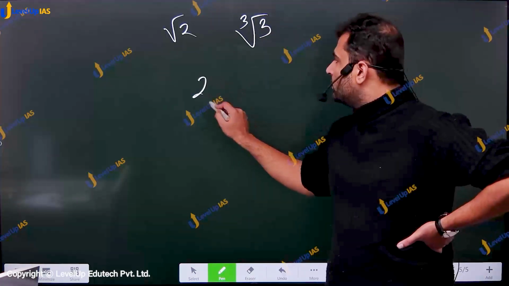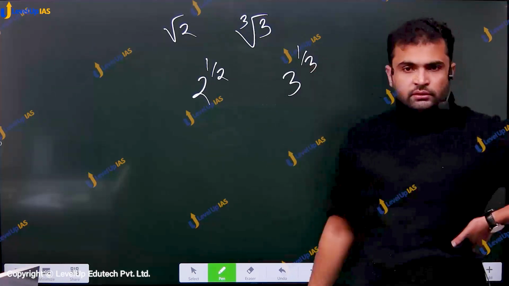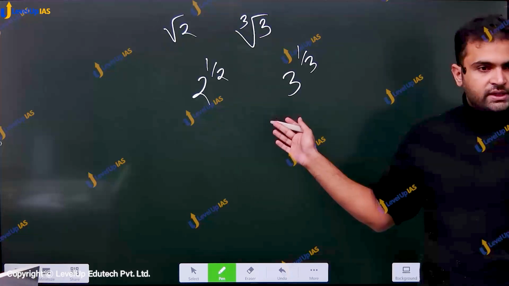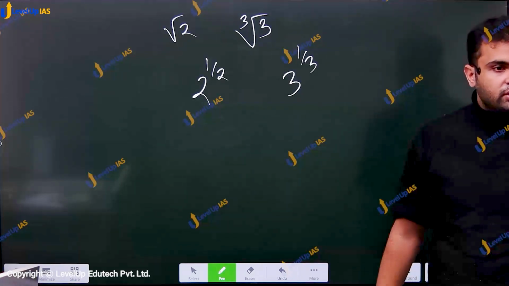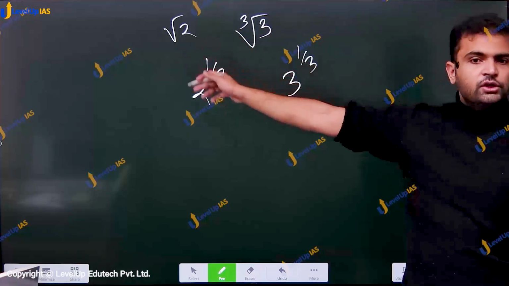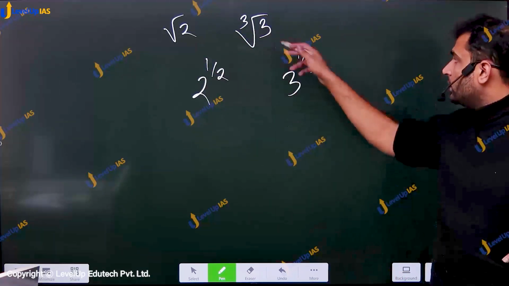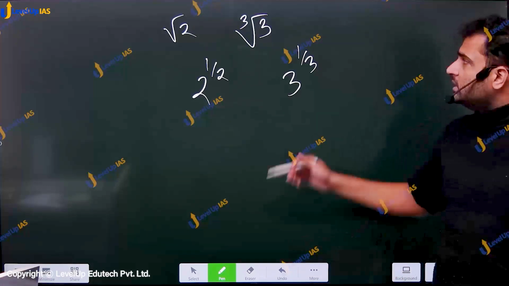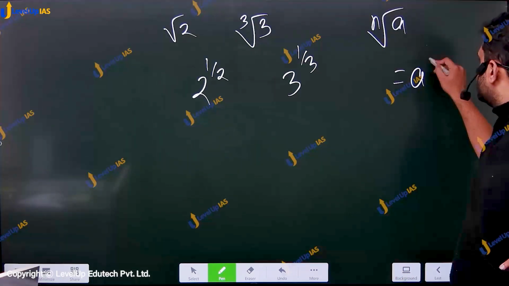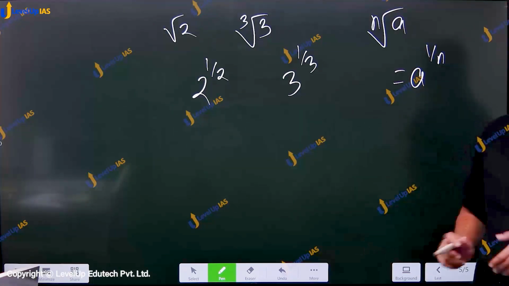Root 2 is nothing but 2 raised to 1 by 2 and cube root of 3 is 3 raised to 1 by 3. You already know this from our fractions chapter. This is how fractional exponents look. Taking the square root is nothing but taking the half power, and taking the cube root is nothing but the 1/3 power. In general, the nth root of a, we can write as a raised to 1 by n. Recall this, we have already done this.